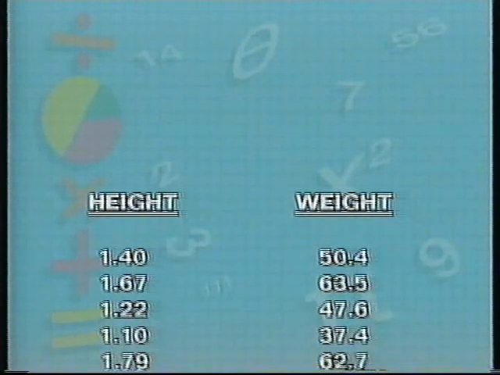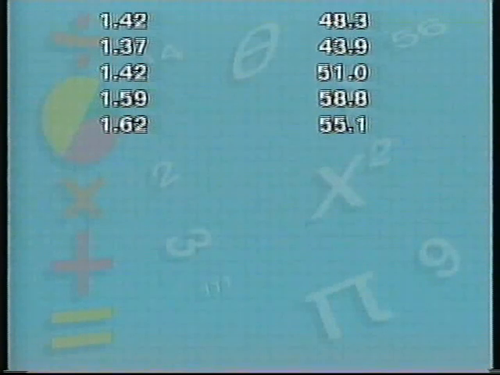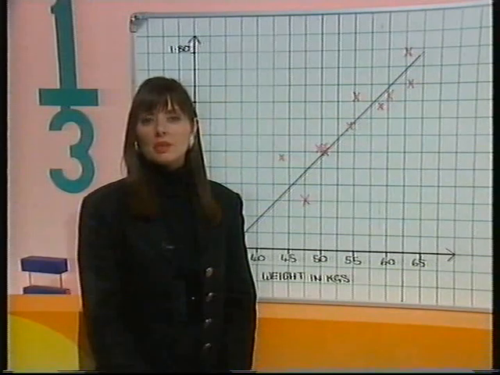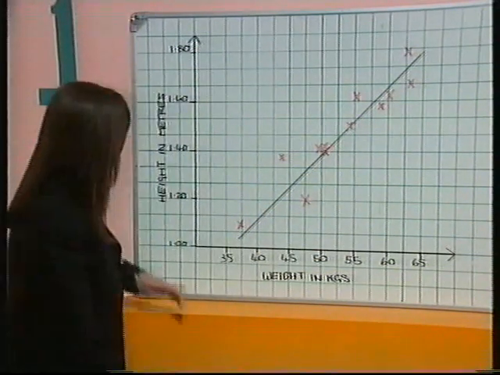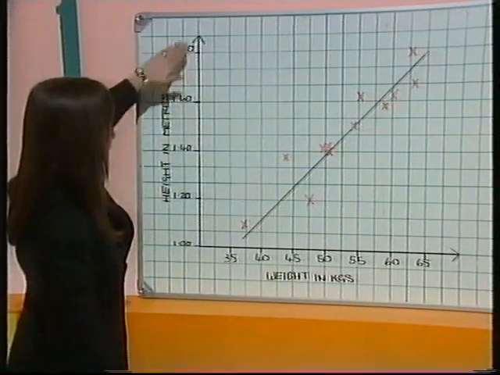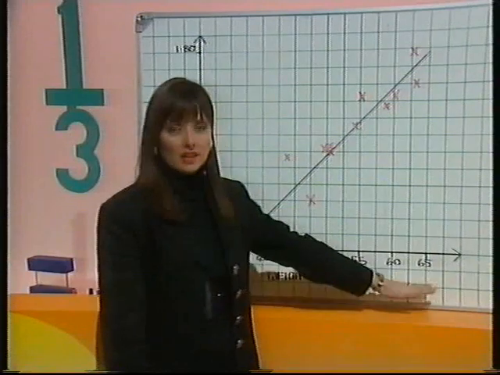To find out if there's some connection between two things, like the height and weight of people, you could take a group of people and complete a table like this. Now, to convert these results into a graph, you should do this. First of all, draw the axes. I've chosen to put height in metres up the y-axis and weight in kilograms along the x-axis.